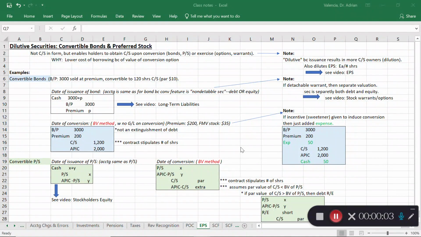The purpose of this video is to discuss the accounting for dilutive securities, and more specifically, I'm going to discuss convertible bonds and convertible preferred stock. So the first thing is, let's start by defining or understanding what dilutive securities are. They're any type of security, any type of financial instrument that allows you to later convert to common stock.